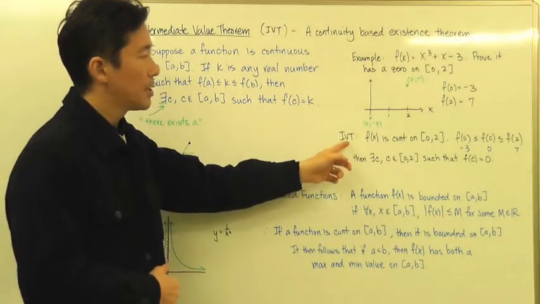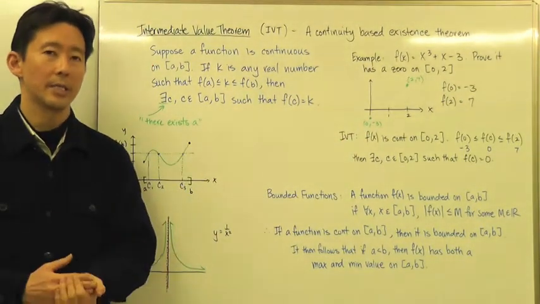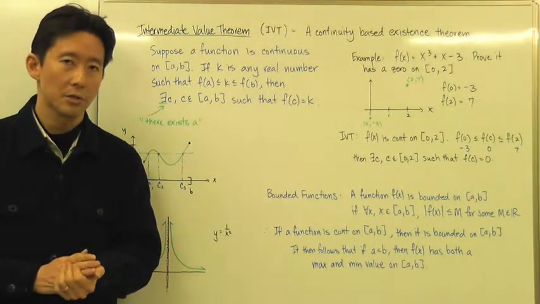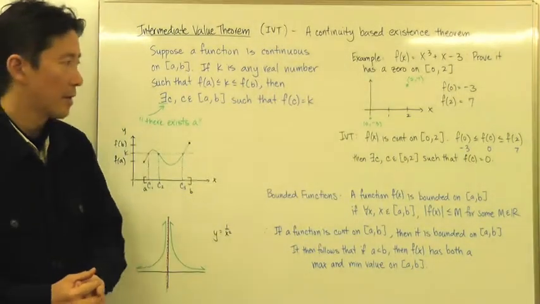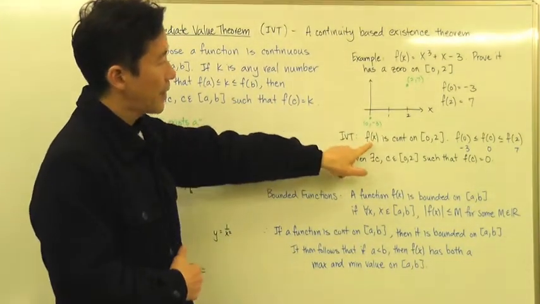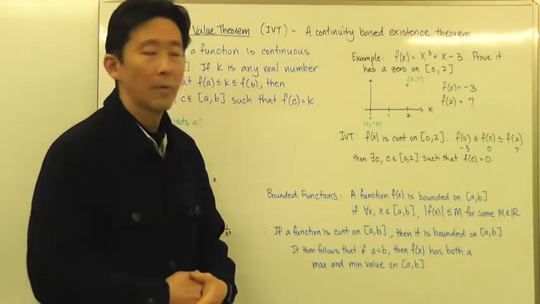Now, what we need to do, of course, as with any of these theorems, is establish that the conditions are true. Once we establish that the conditions are true, then, of course, the result that follows will have to be true as well. Okay, it says that f of x is continuous on the closed interval from 0 to 2. Now, why is that true?